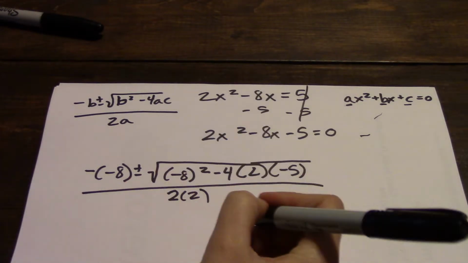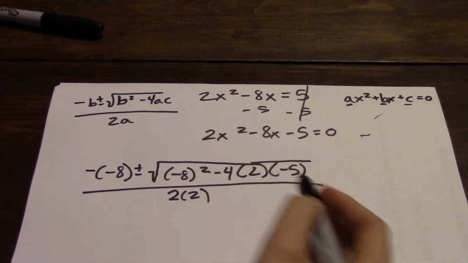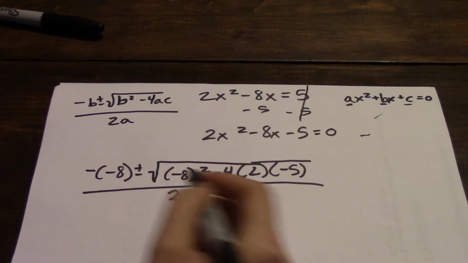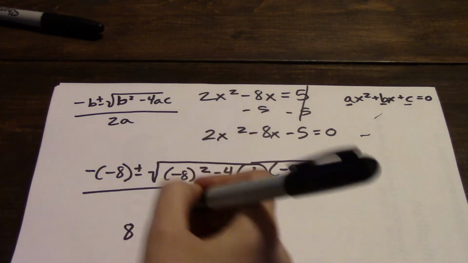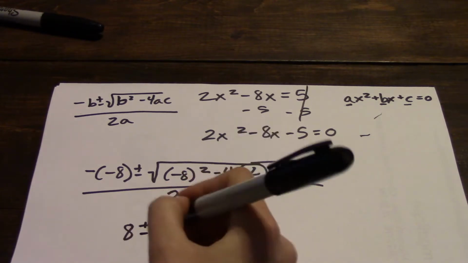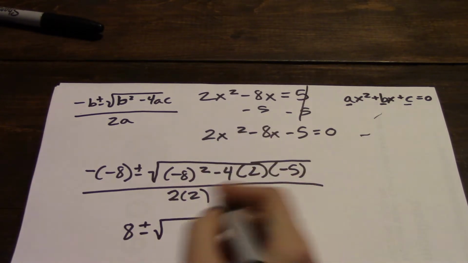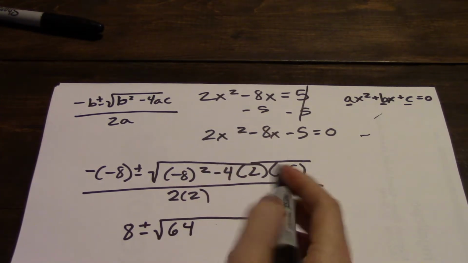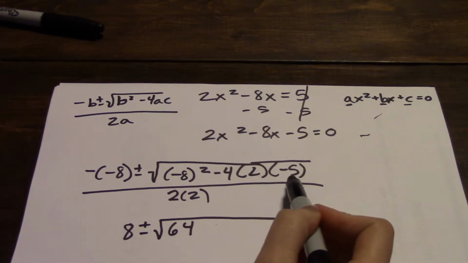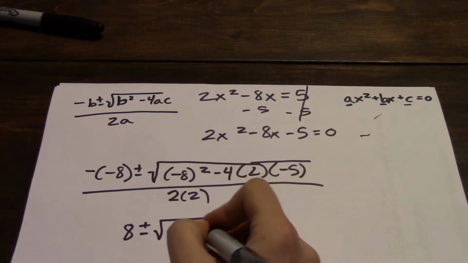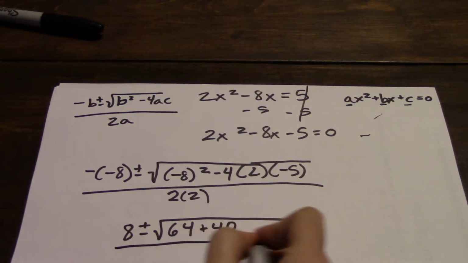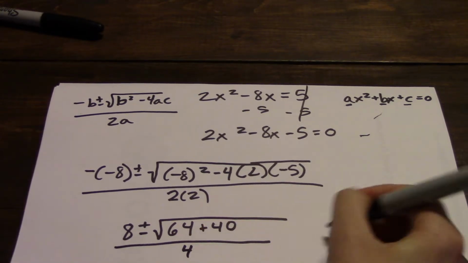The next thing we'll want to do is multiply these values. That will give us negative 1 times negative 8 will equal 8, plus or minus 64. 2 by negative 5 will give us negative 10, which by negative 4 gives us positive 40, all over 2 times 2, which is 4.